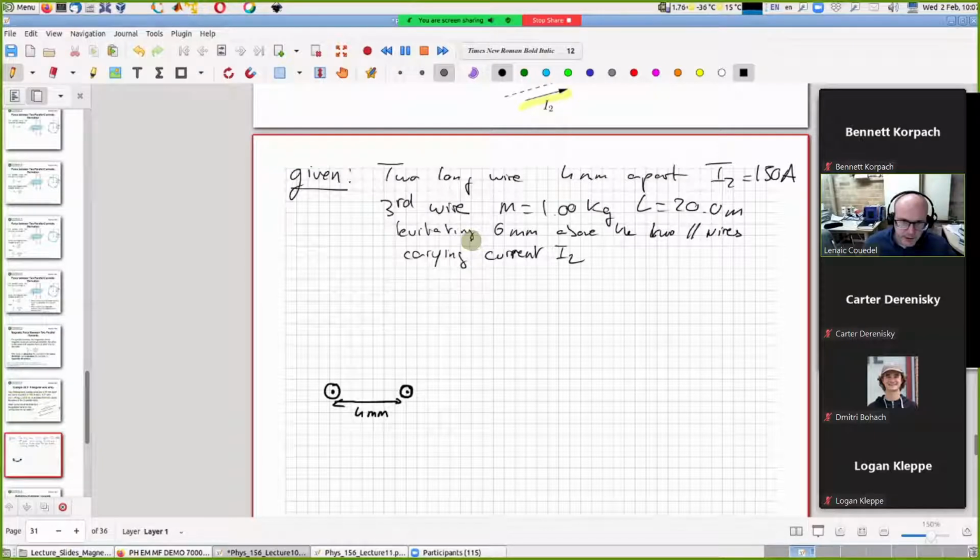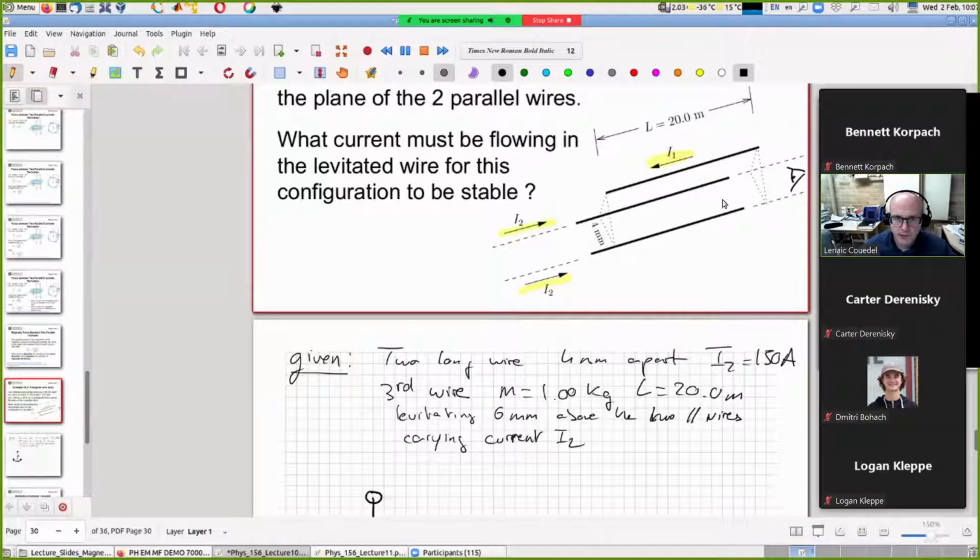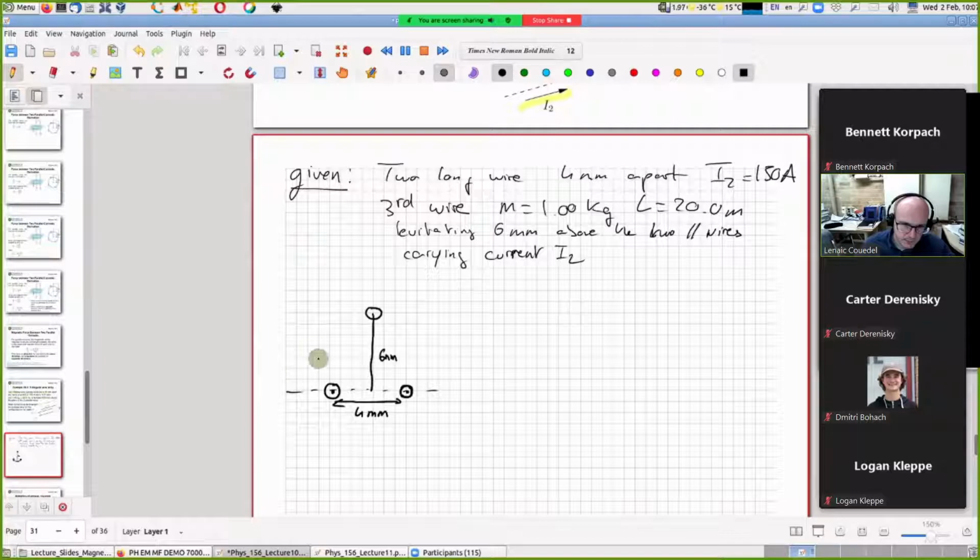Then we have a third wire that is levitating 6 millimeters above the plane. So we know this distance here is 6 millimeters. And it's in between the two wires. So the distance here is the same, and we call this lowercase script L, and the current is flowing in the reverse direction because we want a repulsive force with those two wires.